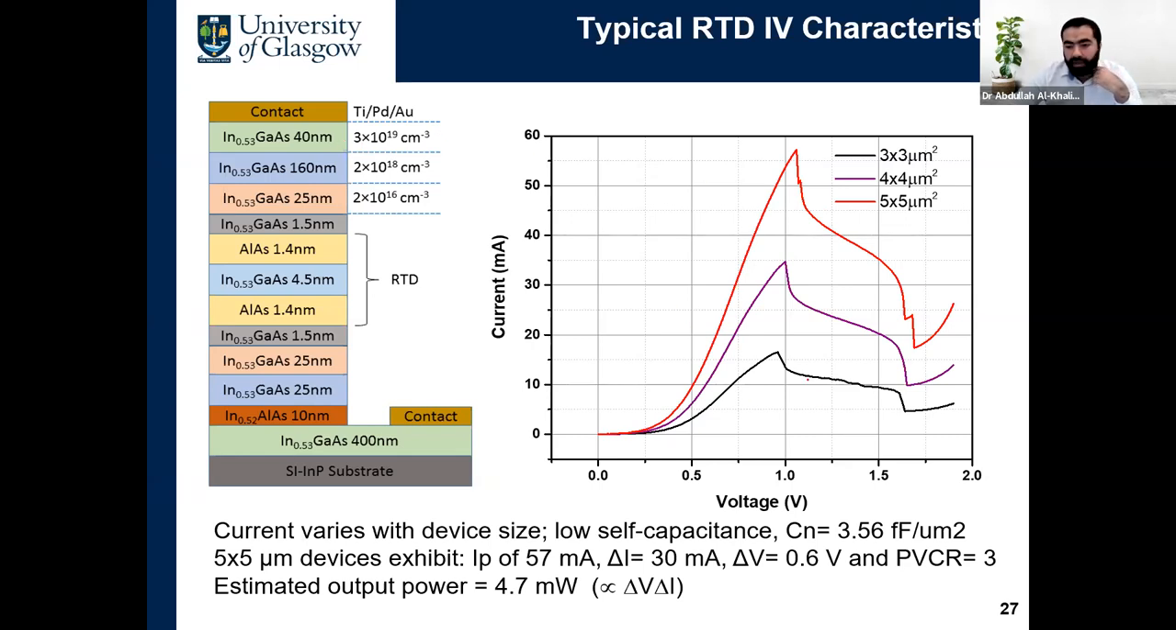In this figure, we want to show that we can control the negative differential resistance region, so basically the power, using the device sizing. Here we have a 3x3 micron square device, so that's 9 square microns. Here we have 5x5, a total of 25 square microns. Obviously, the larger the device size, the higher the power, but then we reduce the frequency, so we will have a lower Fmax. So we have to find the sweet spot between frequency and power.